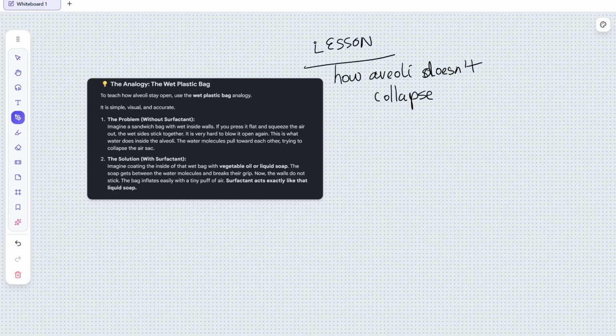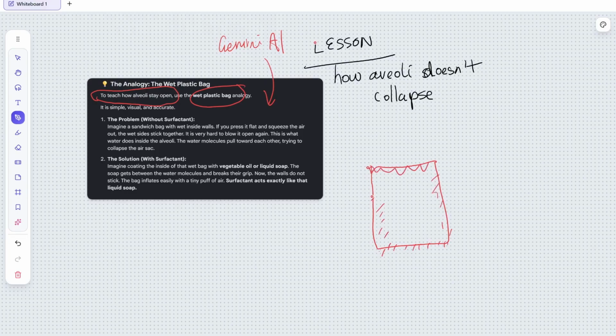So we have a good analogy here about a plastic bag. To teach how the alveoli stay open, I'm going to use this wet bag analogy. This was made by Gemini AI. So we're going to go through what it's talking about. So the problem is that without surfactant, you can imagine a sandwich bag with wet inside walls. So this is your sandwich bag, and the walls of it are wet. If you press it flat and squeeze the air out, the wet things stick together. So all the air is coming out, and now it's all stuck together. The sides of the bag are collapsed and stuck together.